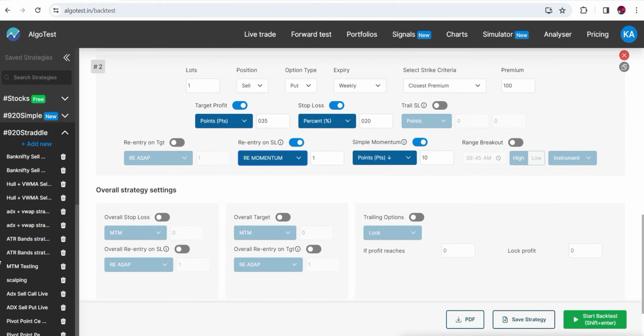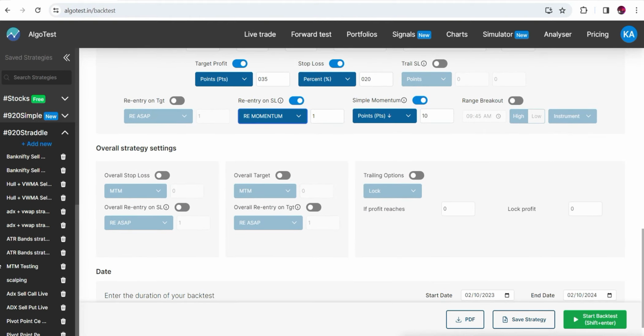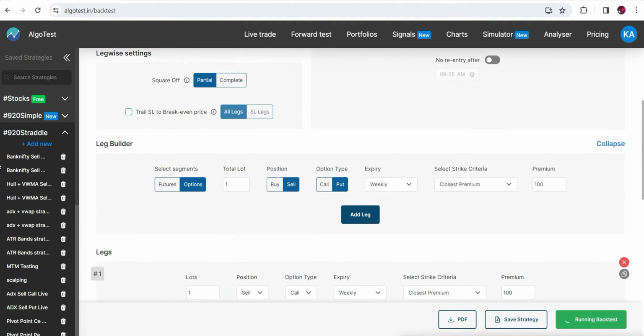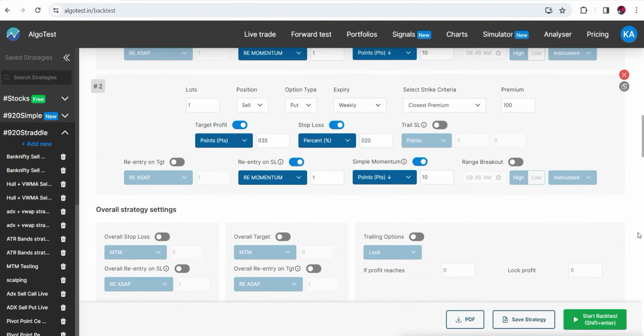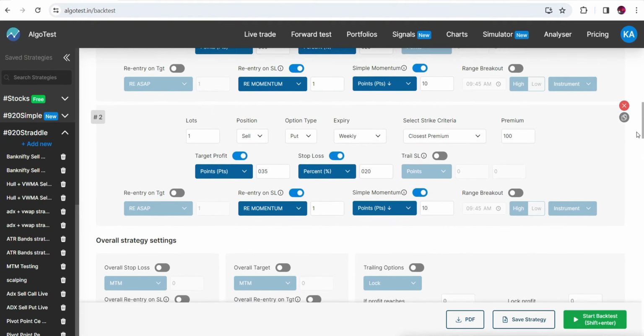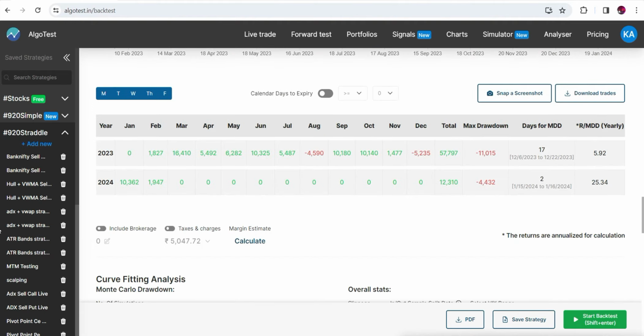So let us backtest this strategy to see if it works well or not. I am selecting a time period of 2023 to 2024. Let's backtest this. So here are our results. Let us check if we have done it correctly. Yes. So here you can see how much we have generated in the last year. In the backtest, it gave 57,000 returns with an 11,000 drawdown.